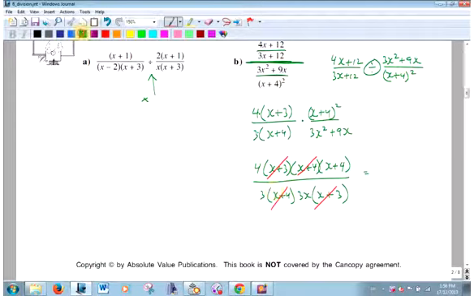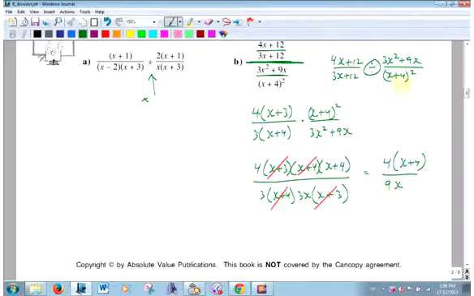What do I have now? 4 times x plus 4 over 3 times 3x, which is 9x. And that's how I want to leave it. Okay, don't multiply the 4 and the x plus 4. I know it's 4x plus 16. Why bother? Just leave it in factored form.